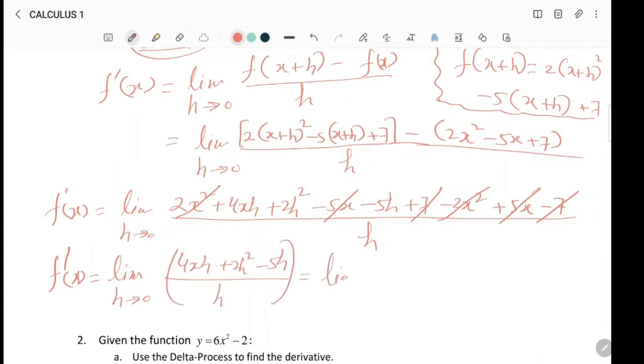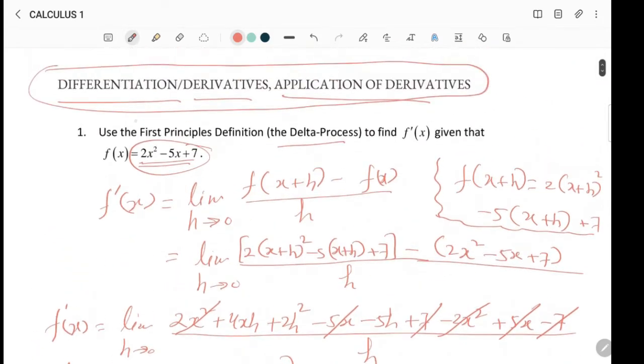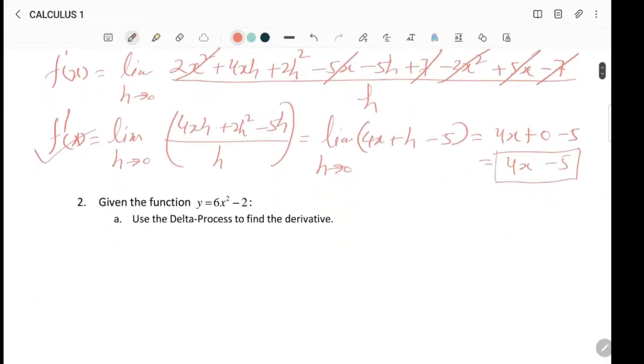Now limit h tends to 0, and divide 4xh over h, you will get 4x, 2h square over h, you will get 2h, and minus 5h over h, you will get minus 5. Now put h as 0, so here you will get 4x, h is 0, minus 5, so you will get 4x minus 5. This is your f dash x by using first principle method or definition or delta process.